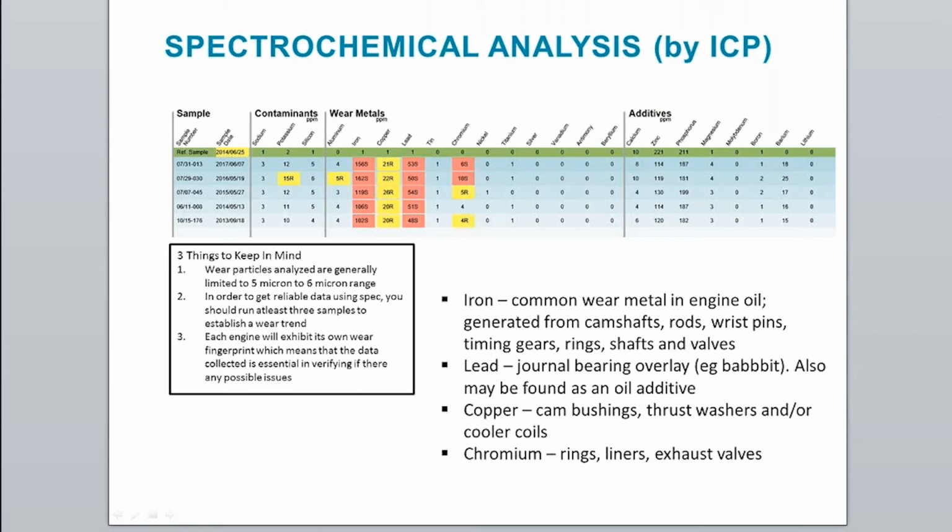In this sample, you can see a steady high and severe flag for all these metals: iron, copper, lead, and chromium. The first thing you want to do is take a resample to confirm that these are in fact the issues. In this case, you see a steady trend of the wear metals going up, which means that you should change the oil immediately and take a look at this right away.